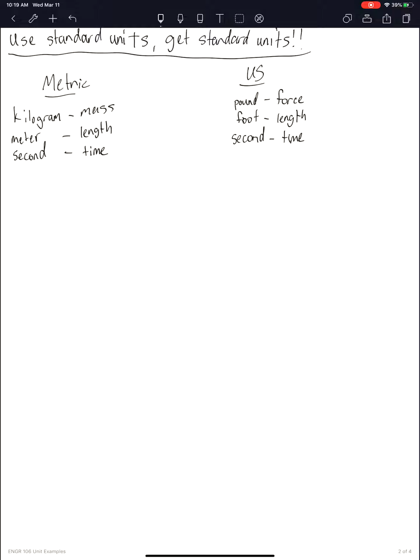As you work through other dimensions and types of things, you just need to know that the standard units are combinations of these three things in the US system and these three things in the metric system, and they have their own names. So, for example, in metric, we're going to go through a list. For force, we have the newton. For energy, we have the joule. For pressure, we have the pascal. For, let's say, power, we have the watt.